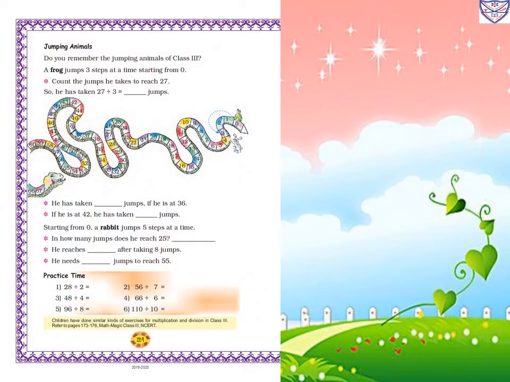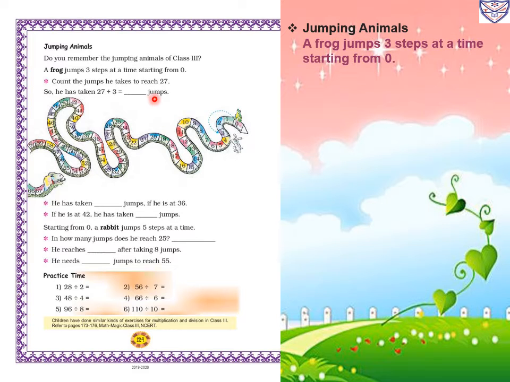Now page number 124. Jumping animals. Do you remember the jumping animals of class 3rd? A frog jumps 3 steps at a time, starting from 0. How many steps is she jumping at a time? In one time, she is jumping 3 steps, starting from 0. So count the jumps she takes to reach 27. So it is 27 divided by 3. So dash jumps. So we have to find out in how many jumps she reaches 27.